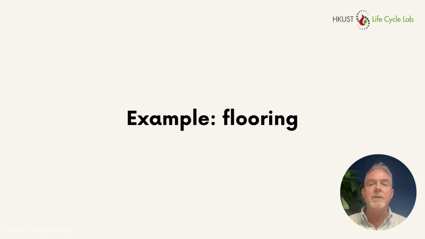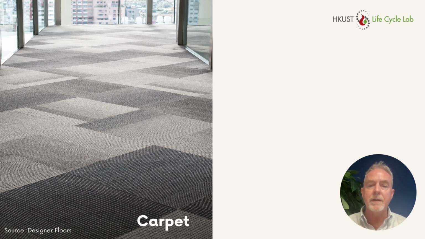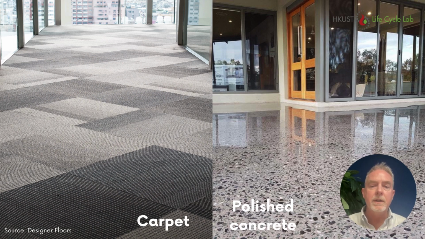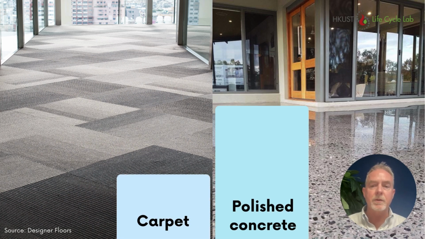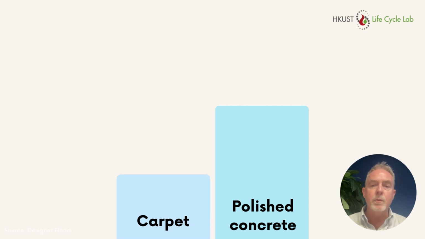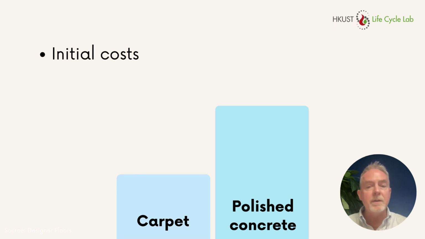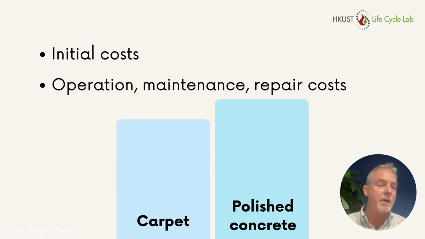So let's take an example of flooring. Now, let's imagine that the design team is looking at two different options. One is commercial carpeting, and the other one is polished concrete. We know that the polished concrete is definitely more expensive in terms of first cost, but how would it compare over time? So we would do the same thing. We'd look at the initial cost and we'd see that one is much more expensive than the other.